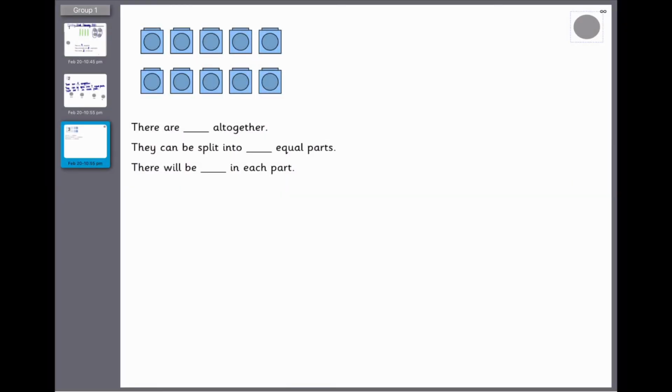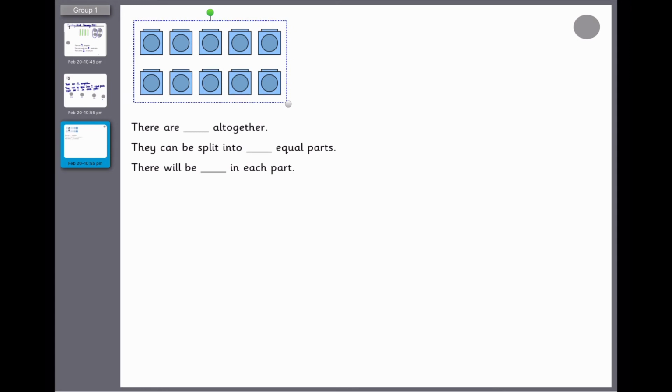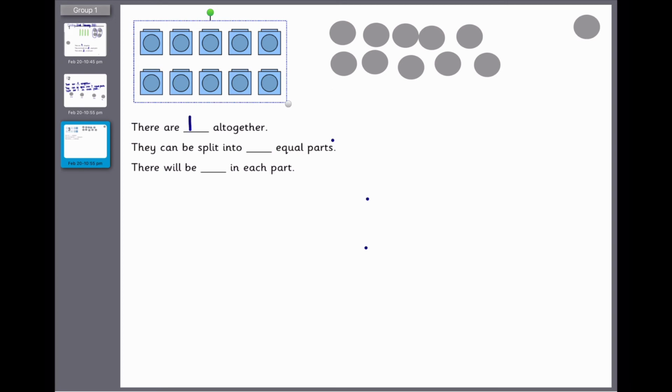Okay, so I've got my cubes here. How many cubes are there? 1, 2, 3, 4, 5, 6, 7, 8, 9, 10. So that means I need 10 of my coins, and you need 10 of your socks or 10 buttons, whatever you're using at home. 1, 2, 3, 4, 5, 6, 7, 8, 9 and 10. Okie dokie. So they can be split into how many equal parts?